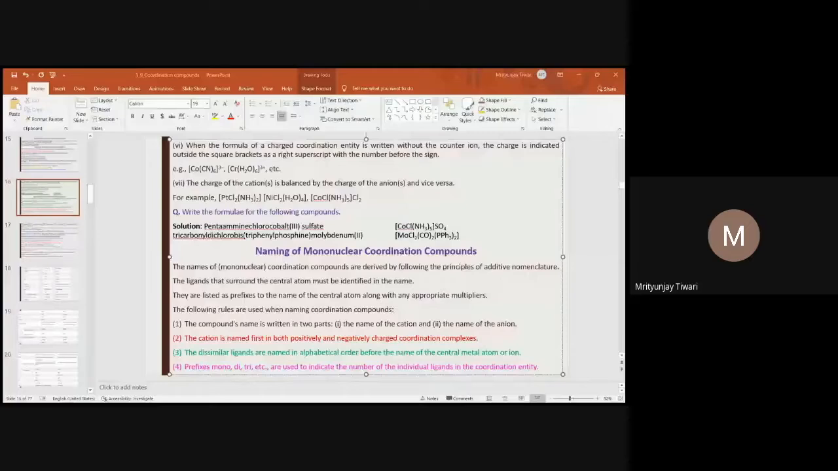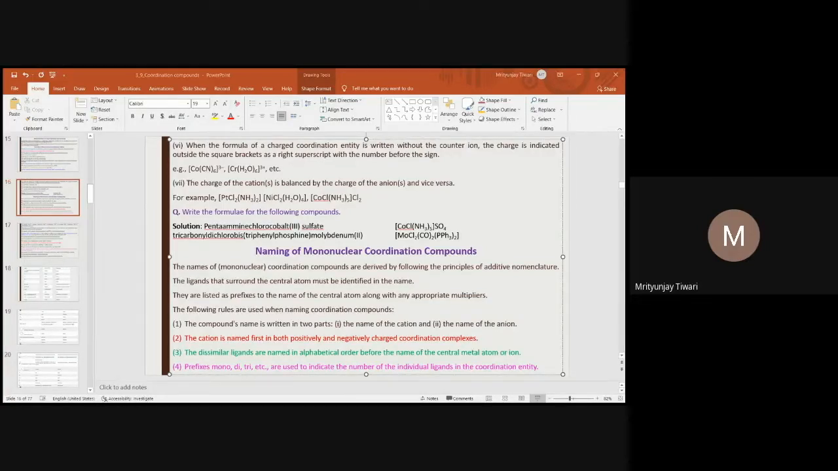Let us now look into some examples. Write the formula for the following compounds. So we have to write the formula of these compounds. The pentaamminechlorocobalt(III) sulfate. So what is pentaammine? Chloro or chlorido, cobalt three, sulfate. So the metal is cobalt.